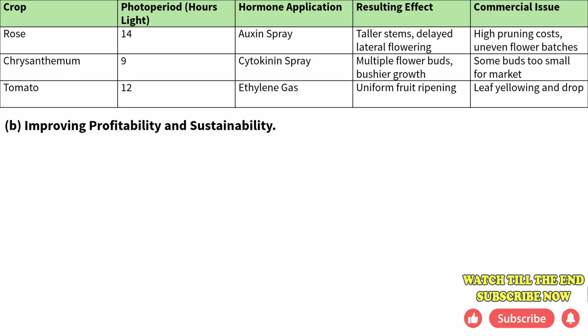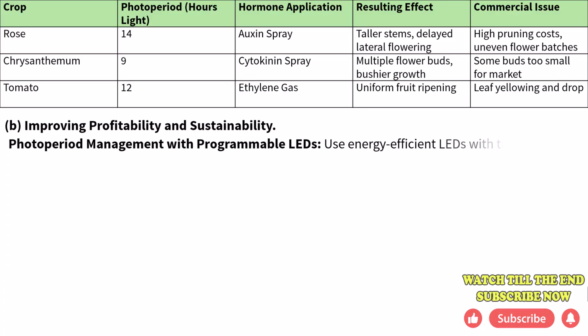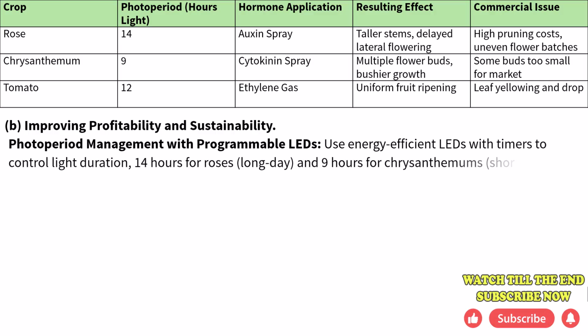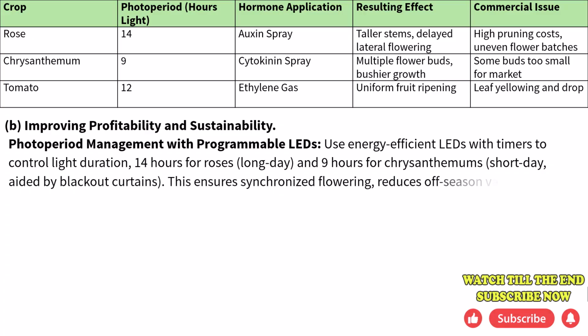Improving profitability and sustainability. Photoperiod management with programmable LEDs. Use energy-efficient LEDs with timers to control light duration: 14 hours for roses, long day, and 9 hours for chrysanthemums, short day, aided by blackout curtains. This ensures synchronized flowering, reduces off-season variability, and saves energy.